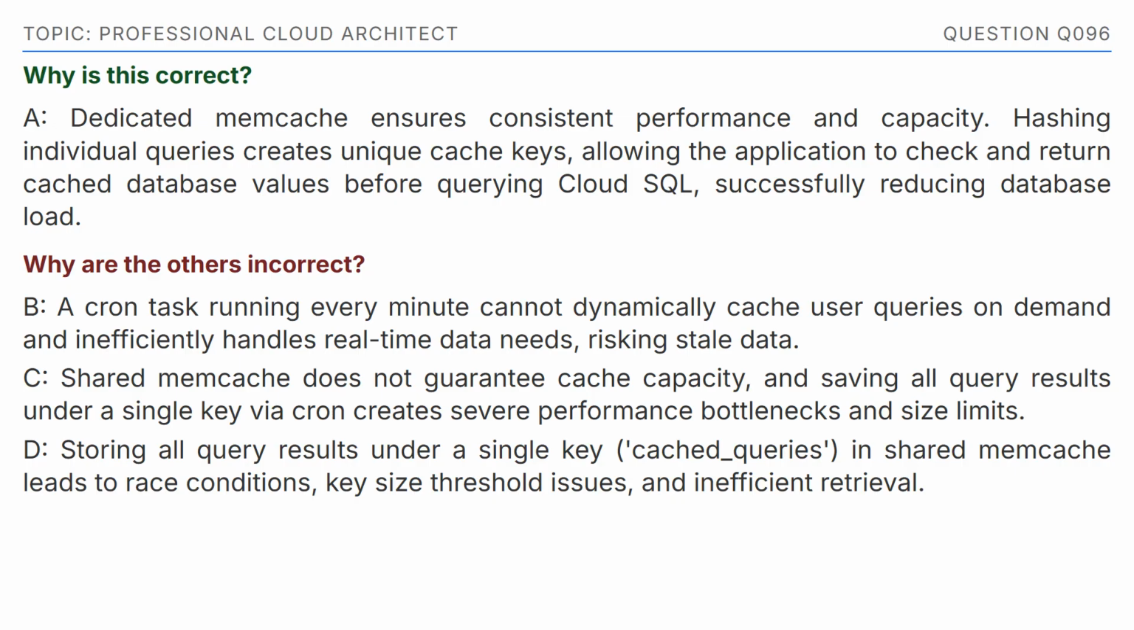B. A cron task running every minute cannot dynamically cache user queries on demand and inefficiently handles real-time data needs, risking stale data. C. Shared Memcached does not guarantee cache capacity, and saving all query results under a single key via cron creates severe performance bottlenecks and size limits. D. Storing all query results under a single key, cached_queries, in shared Memcached leads to race conditions, key size threshold issues, and inefficient retrieval.